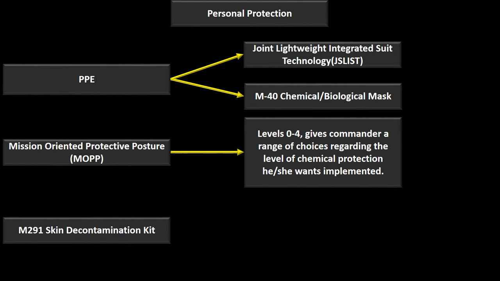MOP levels, well, these are levels 0 through 4 that give a commander a range of choices regarding the level of chemical protection he or she wants implemented. And we'll go into the MOP levels a little bit more on the next slide here.